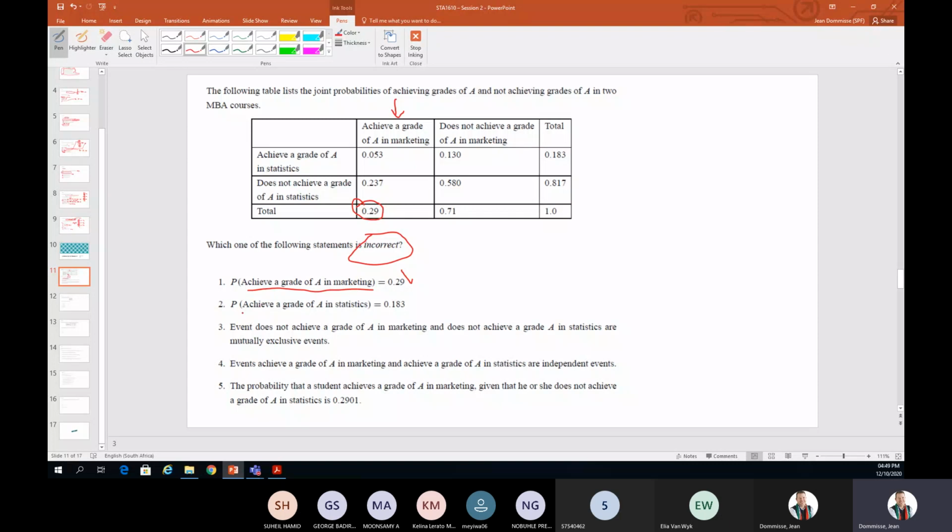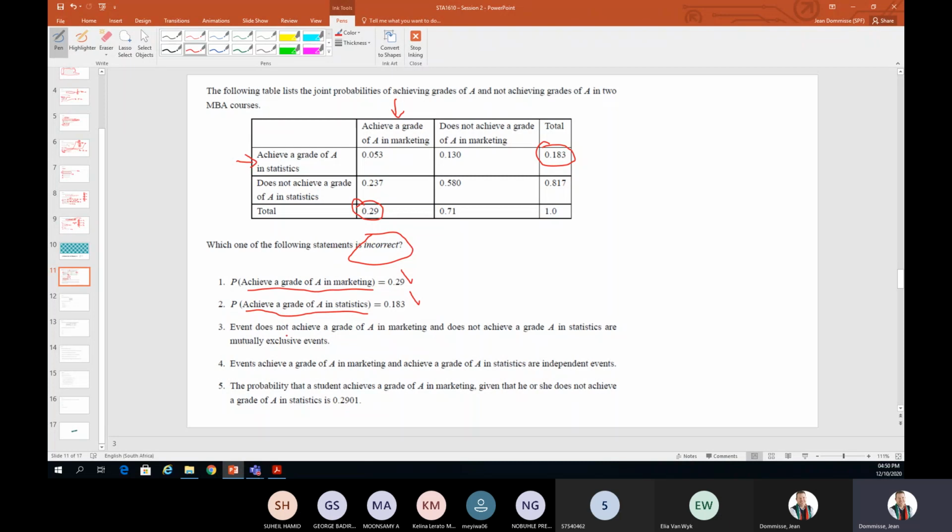Then the next question is, what's the probability that you will get a grade A in stats? So grade A for stats is looking across, 0.183. Perfect. Okay, so those 2 are correct. Let's see if there are any other things. So no. So let's look at question 3.